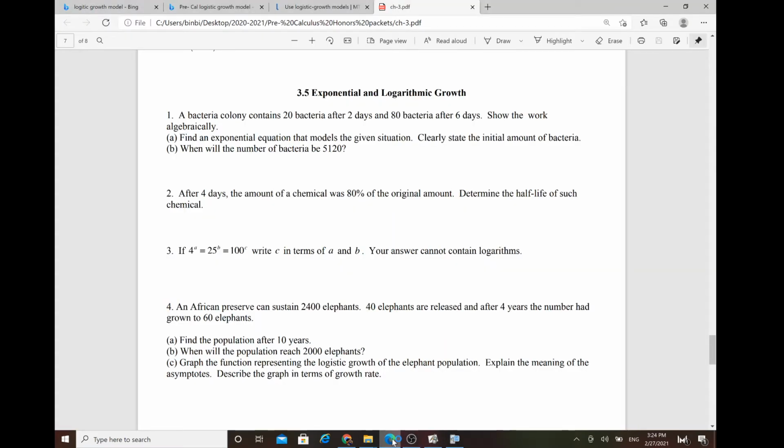Today I would like to talk about section 3.5, the word problem with the exponential growth model, along with the logistic growth. Okay, so we'll talk about this one first.